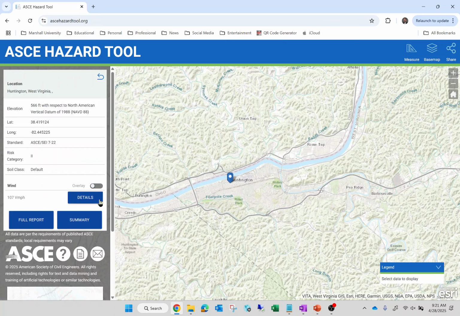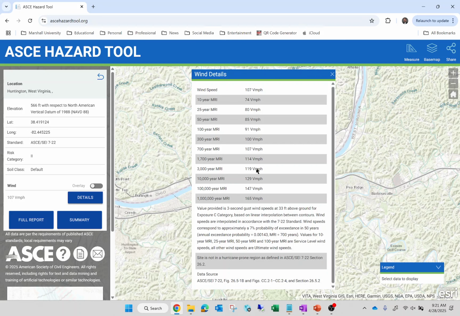Okay. So what it's saying is that the wind speed is 107 miles per hour. You could get more details on mean recurrence intervals and things like that, but we're going to use 107 miles per hour for our design. We're not in a hurricane-prone region as defined by ASCE 7, so we don't really need to worry about that. So that's going to be our base wind speed, 107.